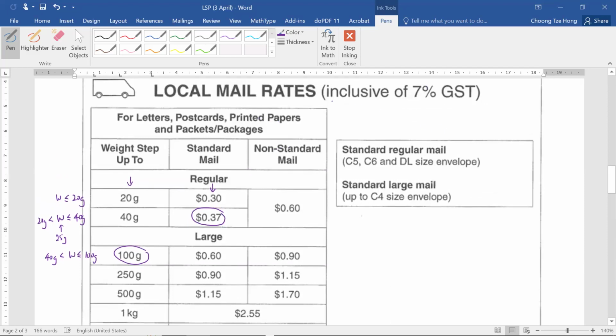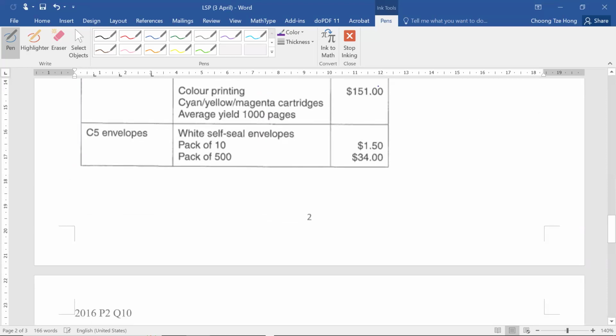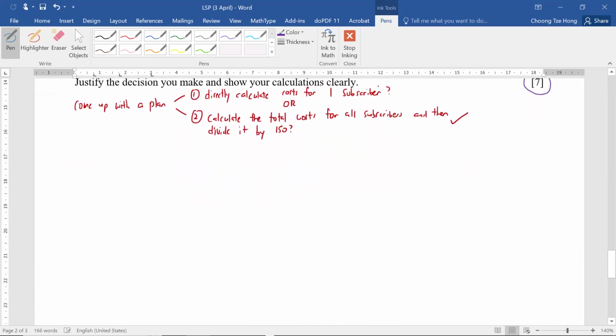So mailing cost is already inclusive of 7% GST, so you need to take note of this also, okay, as you read the table. So it already includes 7% GST. Let's calculate how much it's going to cost to mail all the newsletters to 150 subscribers 6 times a year.